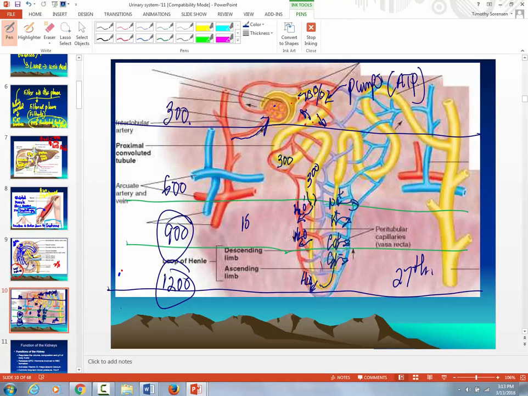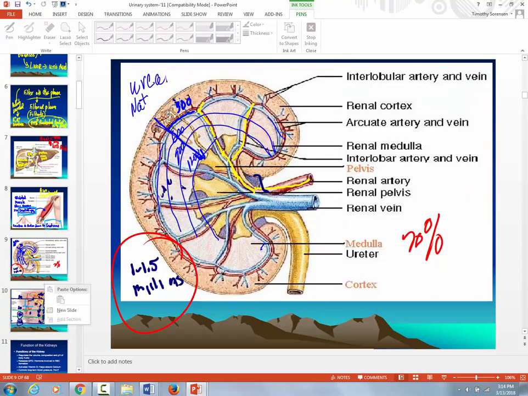Say yeah. Then you get the thickened portion of the ascending limb. The thickened portion of the ascending limb is where you actively pump electrolytes back into the blood. So watch.